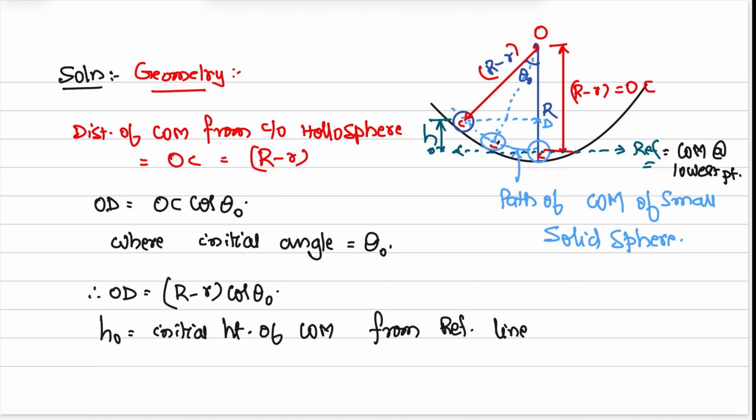This is C dash, this is C double dash. OC is R minus r when we consider theta naught. Actually, when you calculate from the bottom, sorry, let us draw it clearly. Another diagram I will explain. This is very important, hence I am explaining again and again.